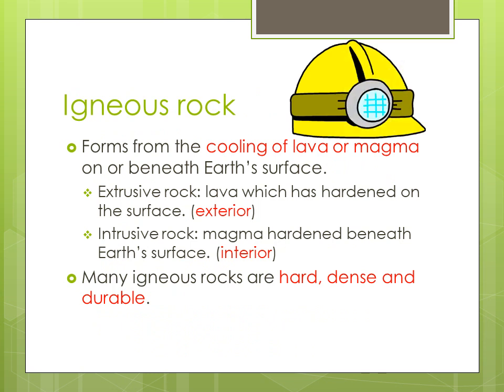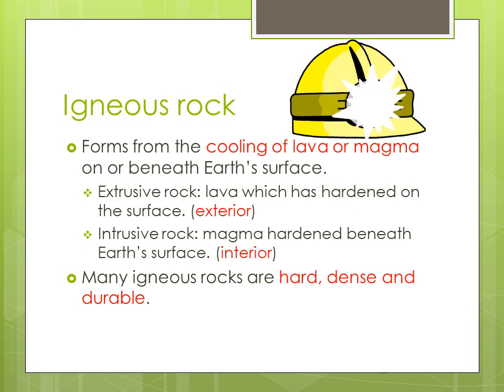Again, igneous rocks form from the cooling of lava or magma on or beneath Earth's surface. Remember, lava and magma, molten rock, okay? Rock that has been heated so much that it turns into a liquid. Now, igneous rock differs. We've got, first one, extrusive rock. This is lava which is hardened on the surface, okay? So, molten rock that is on the exterior of the Earth. Lava is on the surface of the Earth.